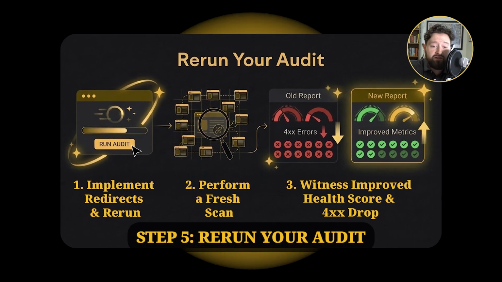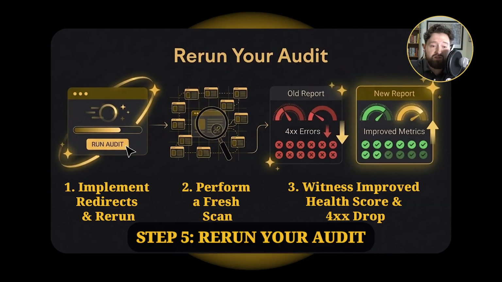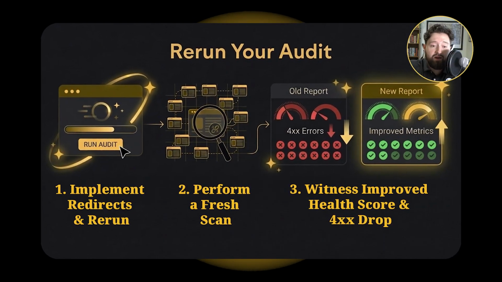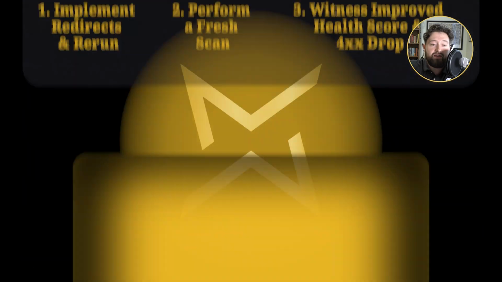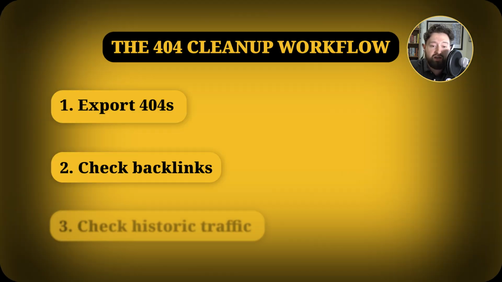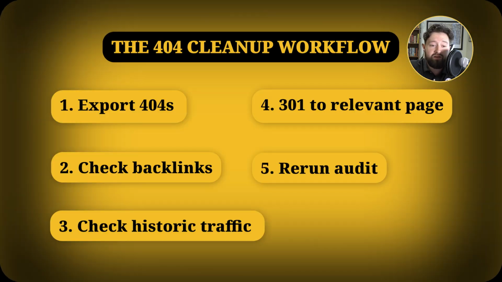After you have implemented your redirects, go back to SEMRush and run a fresh audit. You should see your 4xx count drop significantly and your overall health score improve. That entire workflow, export, check, redirect, rerun, I can do it in under an hour for most sites. And the impact is immediate. Those backlinks that were pointing to dead pages are now flowing to live pages. That wasted authority is being recaptured. This is one of the highest ROI activities you can do in SEO.